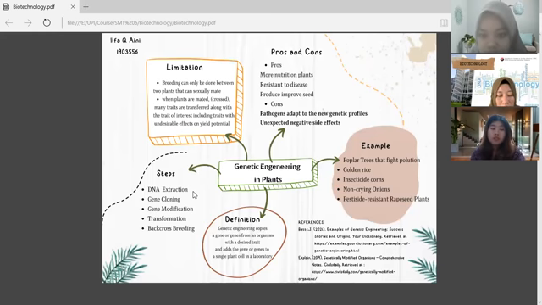The second example is golden rice. The goal of making golden rice is to make healthier food, and the vitamin in golden rice is the same as in carrots. So when we eat golden rice, you will get the vitamin like you are eating carrots. And the next one is non-browning apples.